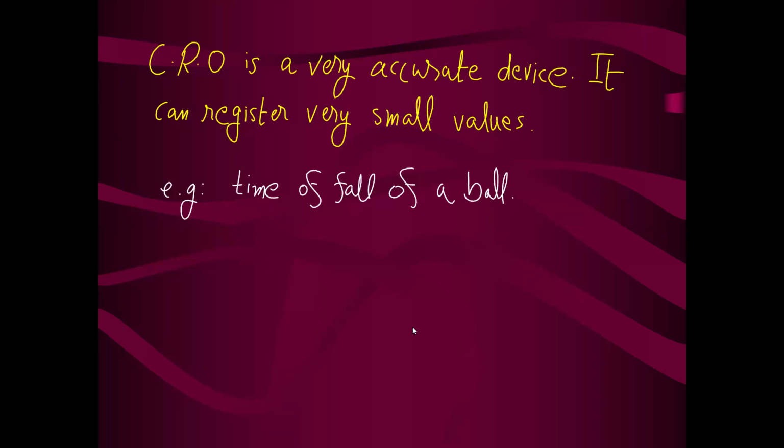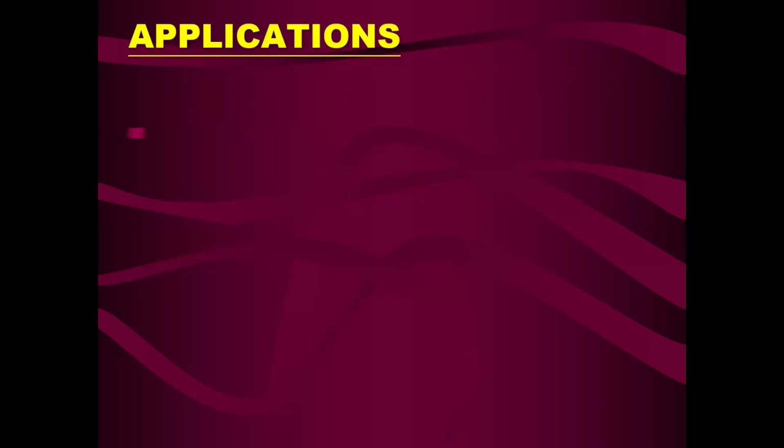My second concept: CRO is very accurate. CRO is used when you need to determine a small number to a very high degree of accuracy. For example, the time of fall of a ball. When a ball is falling down, it takes a very little time to reach the ground. CRO can measure such small numbers accurately.